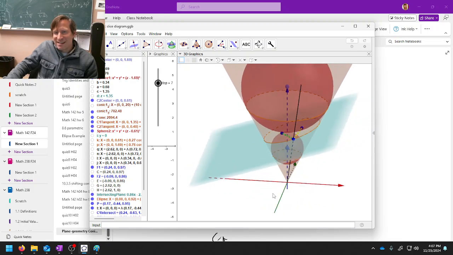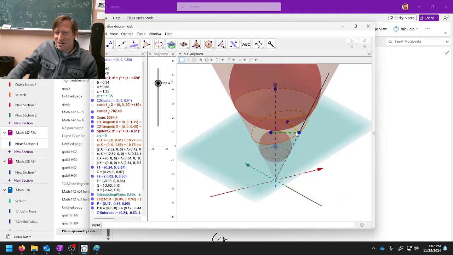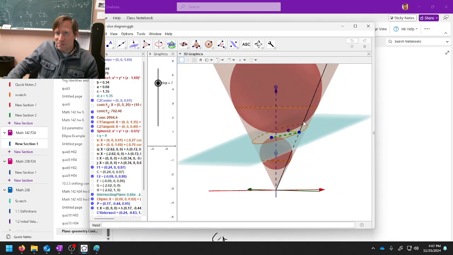And that gives us 2 other lengths that kind of seem important. There's the length from the point on the ellipse down to this bottom circle down here. And then there's the point on the ellipse to this upper circle up here. So let's mark those like this.